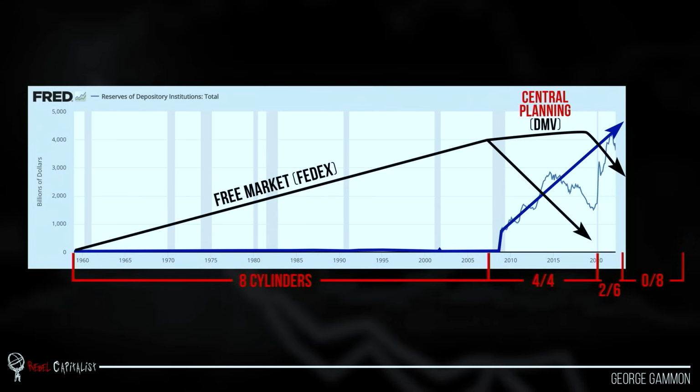So if the free market system was running this engine on all 8 cylinders, now what we've got is the free market running about 4 of the cylinders, not very well, sputtering, and then we've got the Fed or central planners running the other 4 cylinders. So as you guys know very well, the free market is far more efficient. So what happens when basically the DMV takes over a portion of global dollar liquidity? Well, as you would expect, global growth declines. And that's exactly what we've seen.